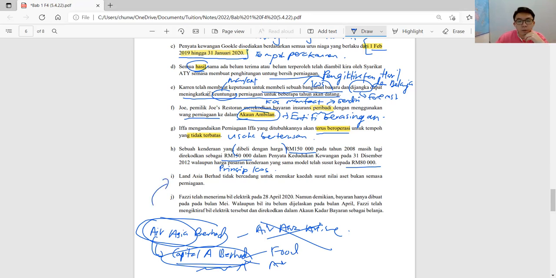Okay. Come back to here. Number I, this is Land Asia Berhad. Dia tidak bercadang untuk menukar kaedah susut nilai aset bukan semasa. So when you say dia tidak menukar kaedah, yes, this is konsistensi.